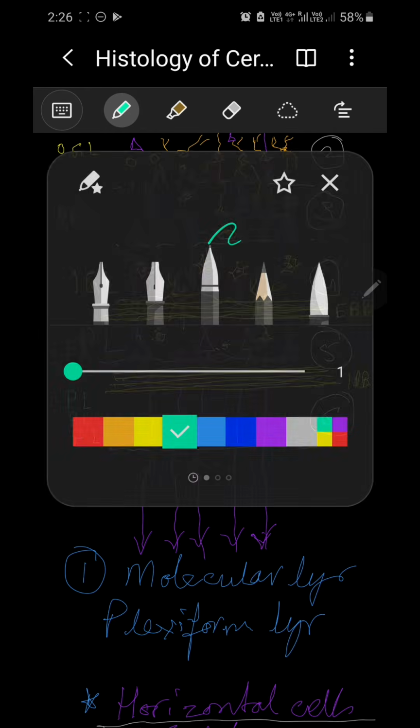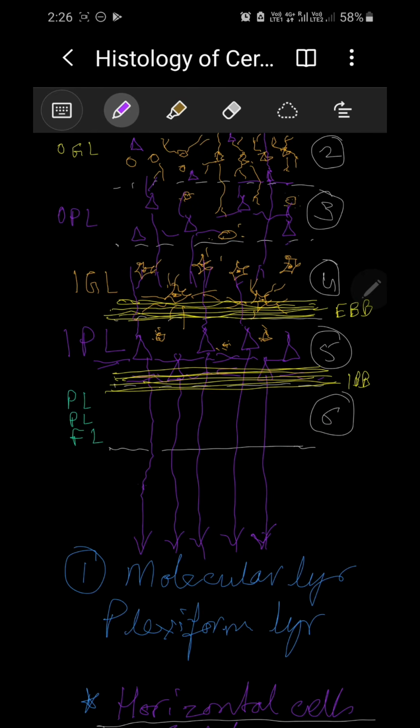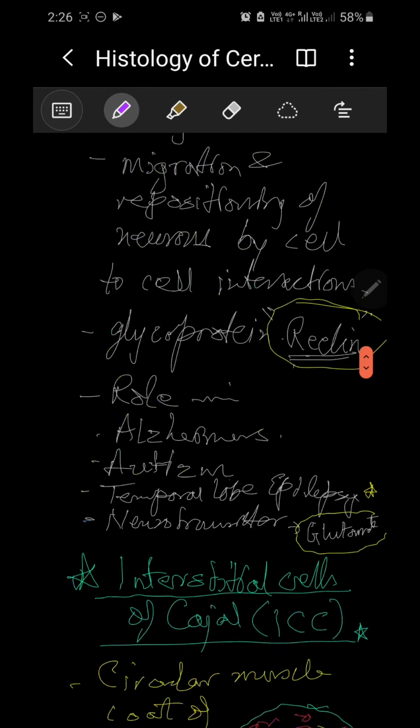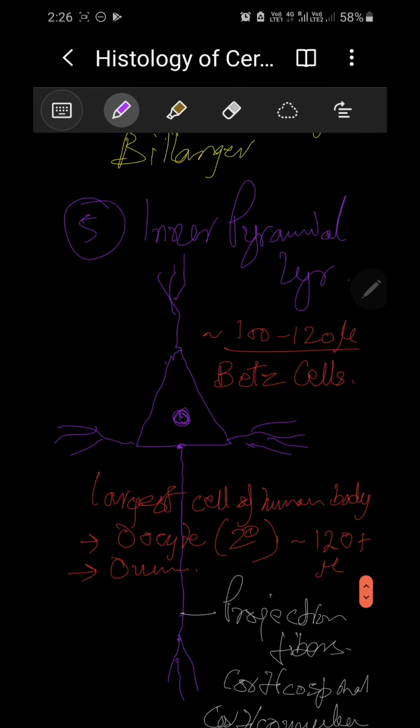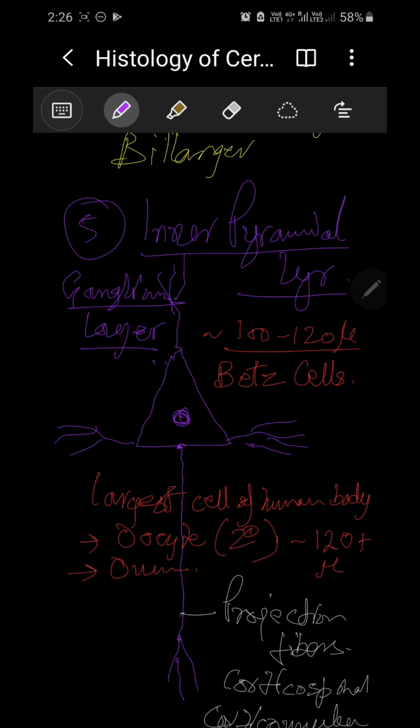And one more thing I just skipped, this is important. If it's asked what is the ganglionic layer of the cerebral cortex, remember this layer is also called the ganglionic layer. So why not write it here? This inner pyramidal layer is also called the ganglionic layer. In case you get confused, remember the ganglionic layer in the retina also was counted from outside to inside.